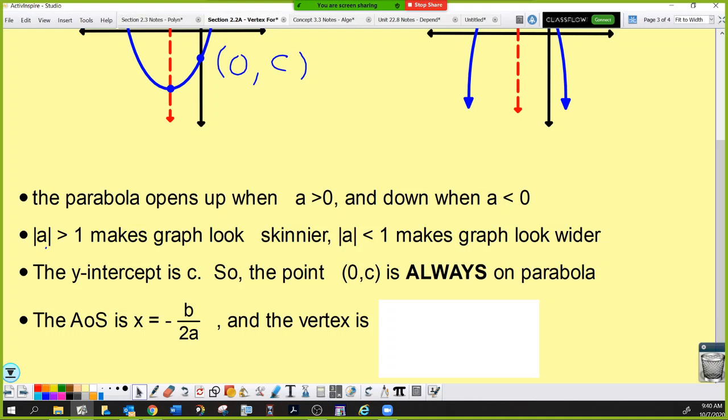Now, if you knew the x value for the axis of symmetry, how could you find the y value for the vertex? You plug it into the equation. So that means that x equals negative b over 2a is going to be the x value of the vertex, correct? It will be the x value of the vertex. Oh, you know what? I want to write x equals negative b over 2a on my pictures.